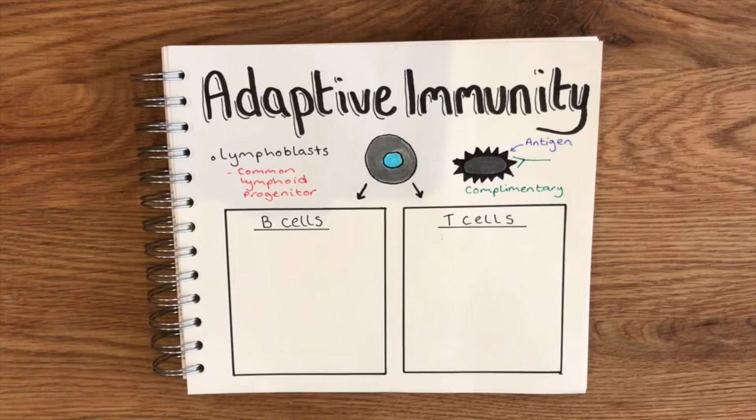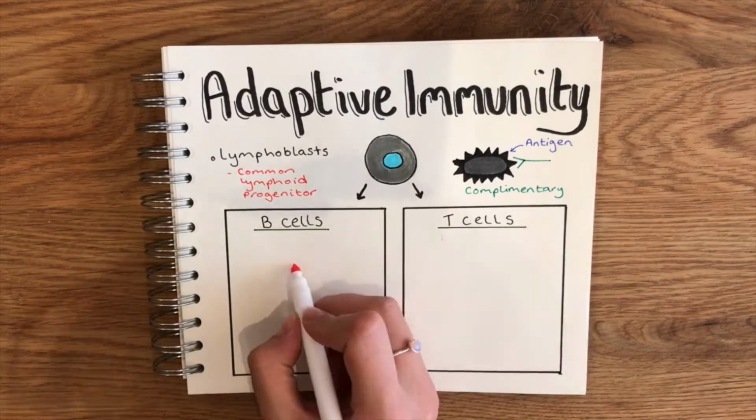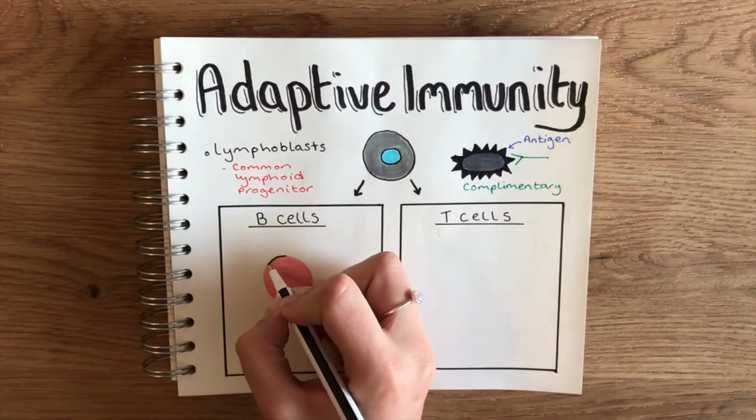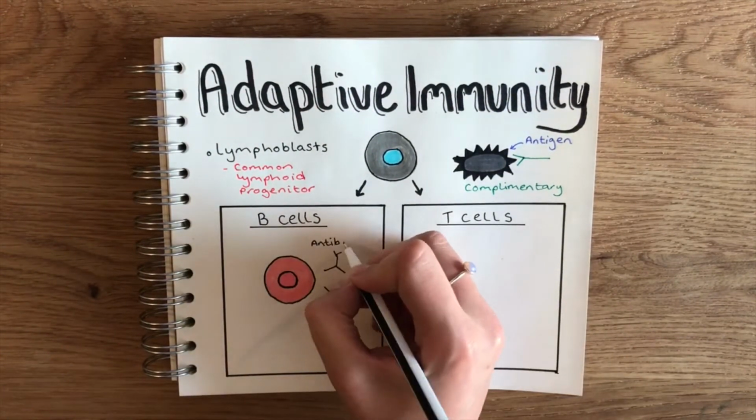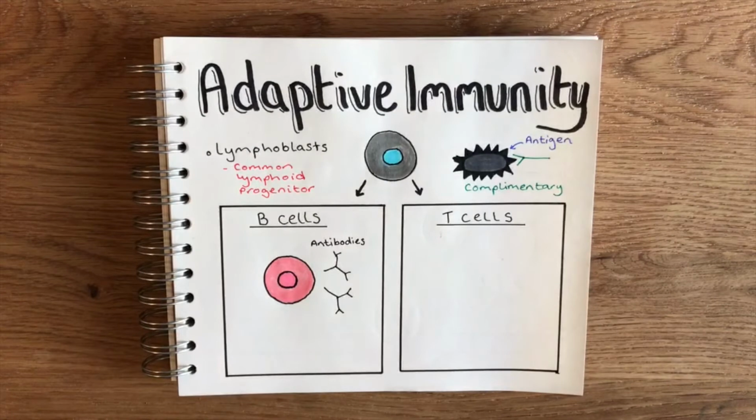B lymphocytes or B cells produce antibodies, and these are Y-shaped proteins that recognise antigens. So each B cell produces only one unique antibody against a single antigen. If an antibody matches a specific antigen that's invaded the body, this will then trigger the B cell to start releasing lots and lots of antibodies into the bloodstream.